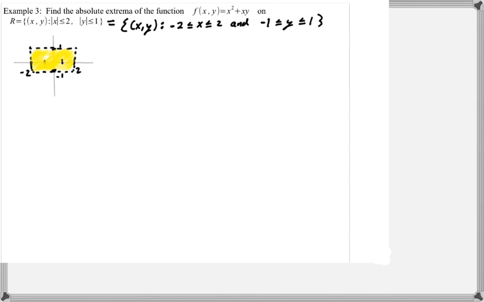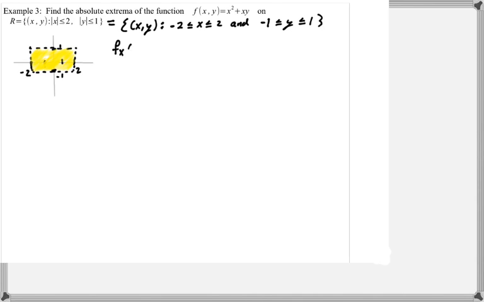So what we want to do is find all critical numbers, and then any critical number that's actually in this region R we'll consider. If it's not in this region R, let's say we got a critical number of 3, 5, well, 3, 5 is not in this region, so we wouldn't worry about it. We're only looking at the region R.